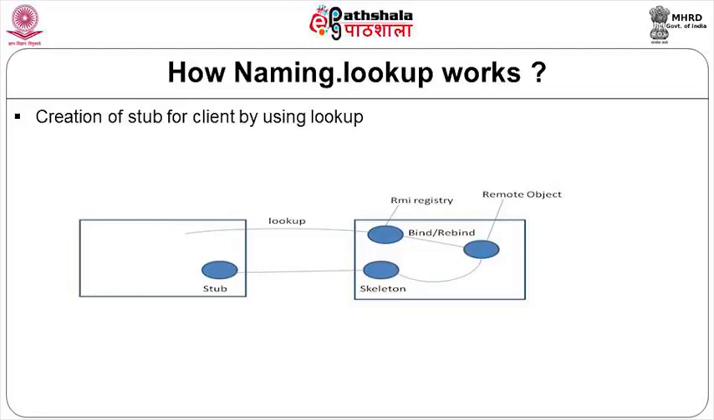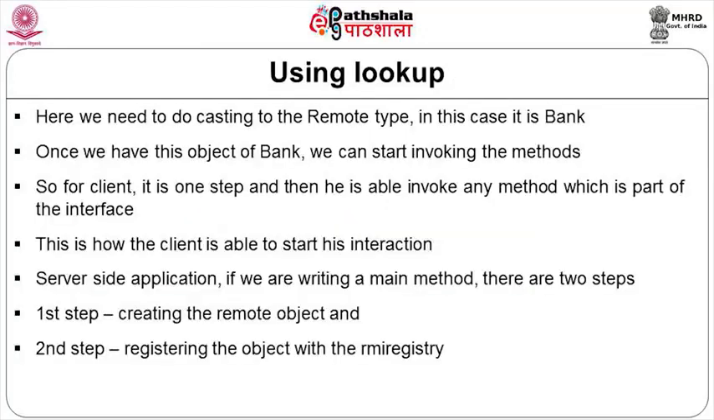Once you have this object of Bank, you can start invoking the methods. So for the client it's now one step, and he is now able to invoke any method which is available as part of the interface. In our interface we defined so many methods. All of these methods are now invocable on the remote object. So this is how the client would be able to start his interaction.